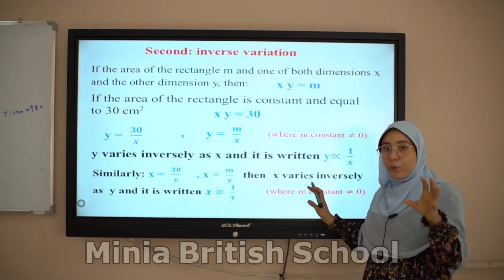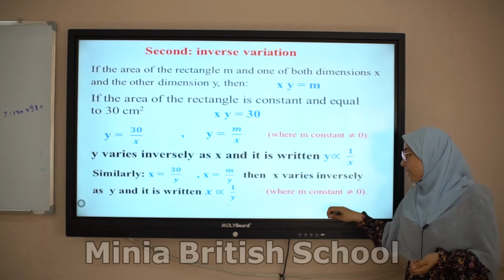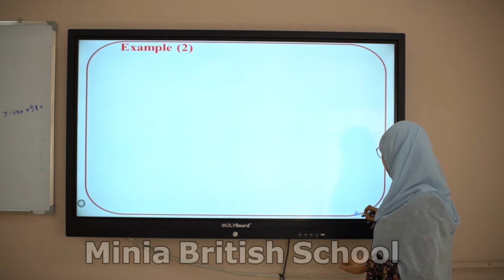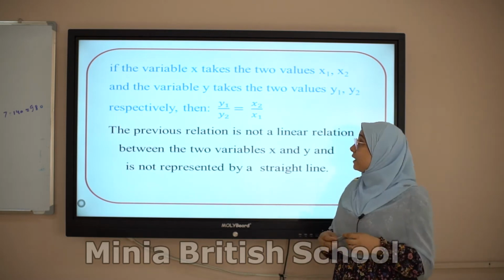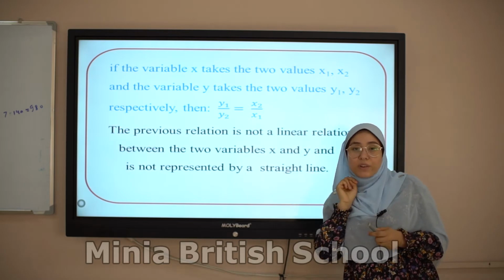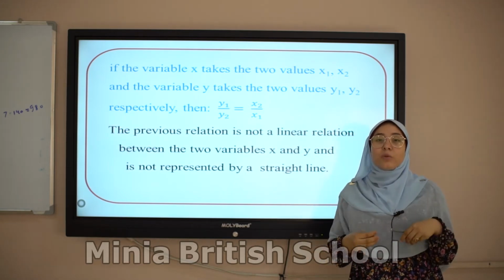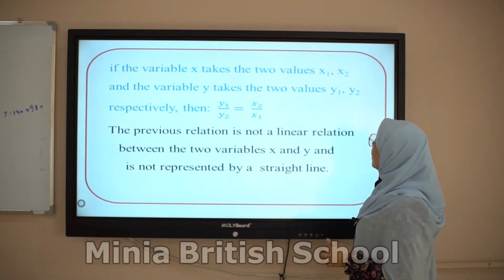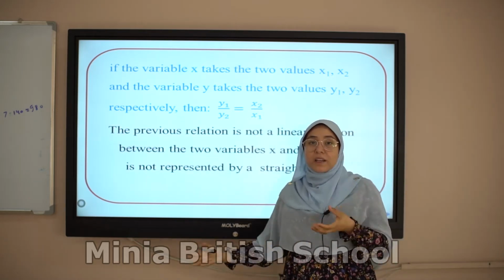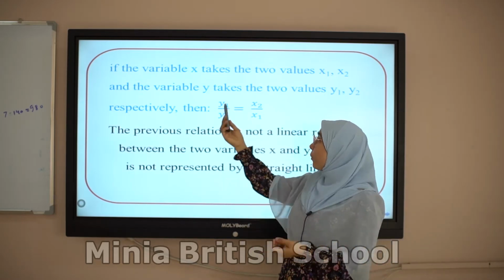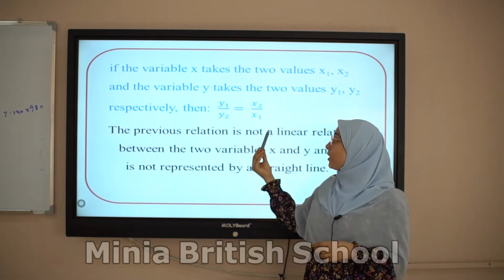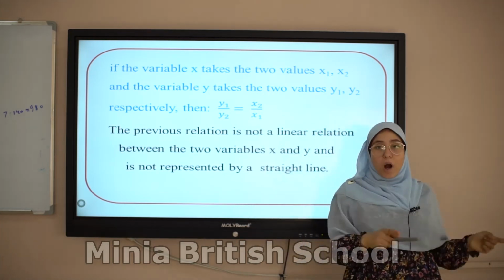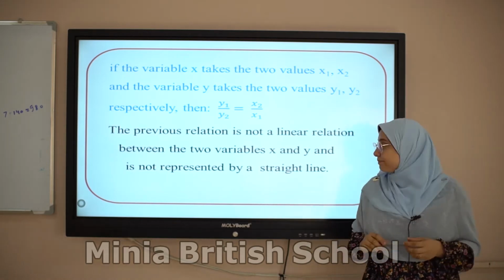For example, where m is a constant number and not equal to 0. For example, here, if the variable x takes two values, x1 and x2, and also the variable y takes two values, y1 and y2, we get, when y varies inversely as x, y1 over y2 equals x2 over x1, okay? When y varies inversely as x.